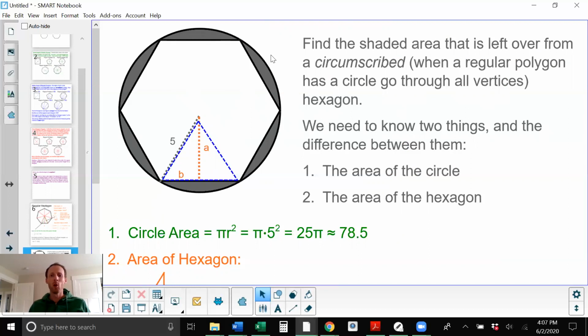Well, to figure that out, we're going to need to know a couple of things. We're going to need to know the area of the circle, we're going to need to know the area of the hexagon, and then we're just going to need to know the difference between the two, right? What are the shaded areas? What's the area of the circle minus the area of the hexagon? All right, area of the circle is pi times the radius squared. So pi times 5 squared, which is 25 pi, which is about 78.5.